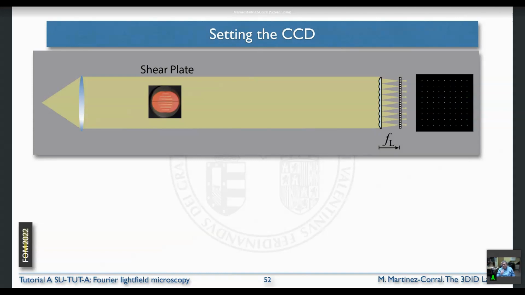So first step, and now we fix this. So now we don't move this. We fix the first part of our system, in which the microlens array and the sensor are at the good distance.